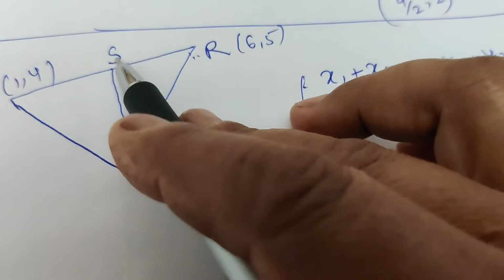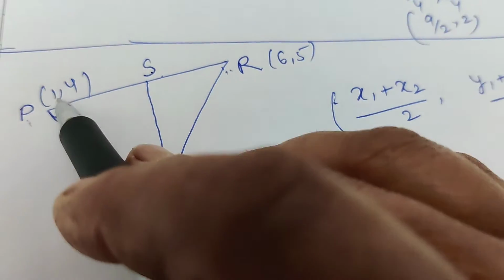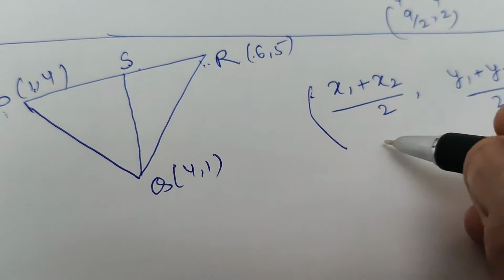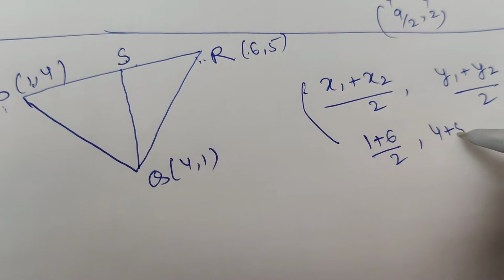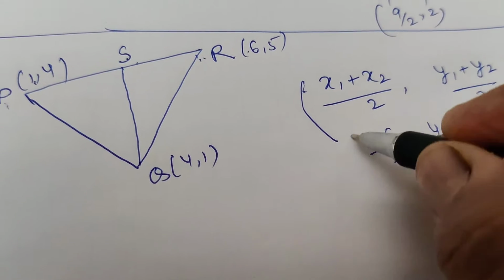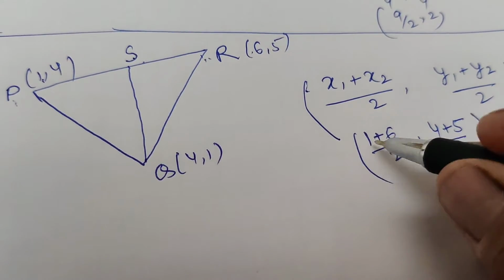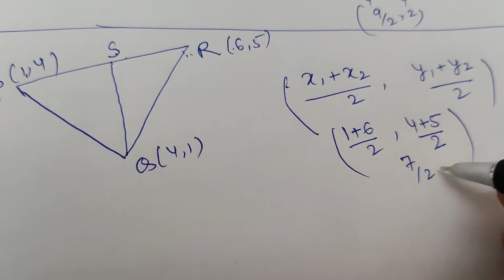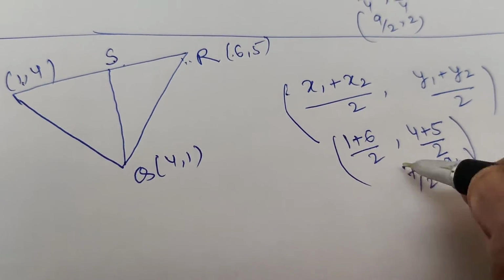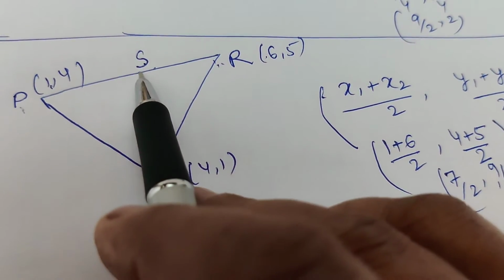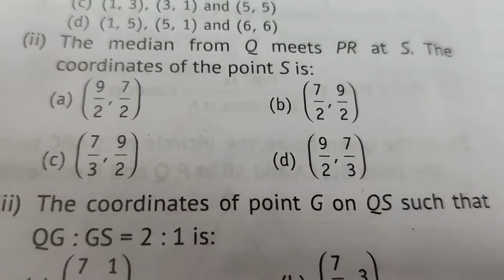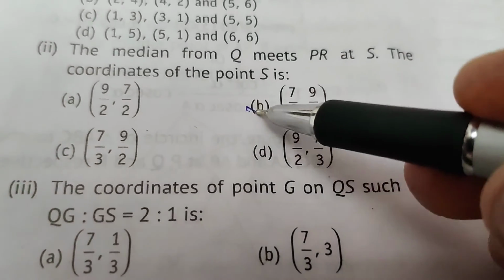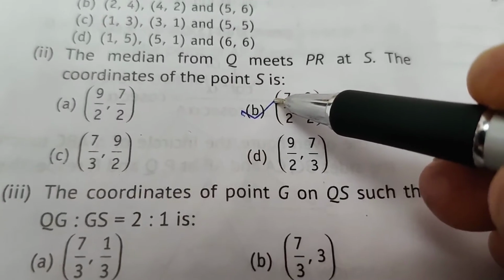The coordinate of S is equal to 1 plus 6 by 2 and 4 plus 5 by 2. The coordinates equal to 7 by 2 and 9 by 2. This is the coordinates of point S, the midpoint of PR. 7 by 2 and 9 by 2. This option is right. Okay.